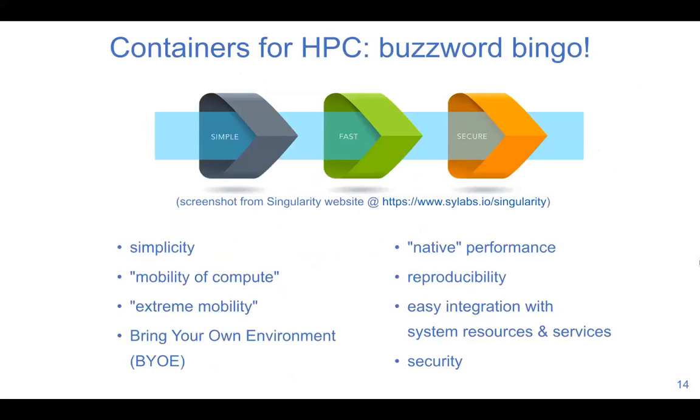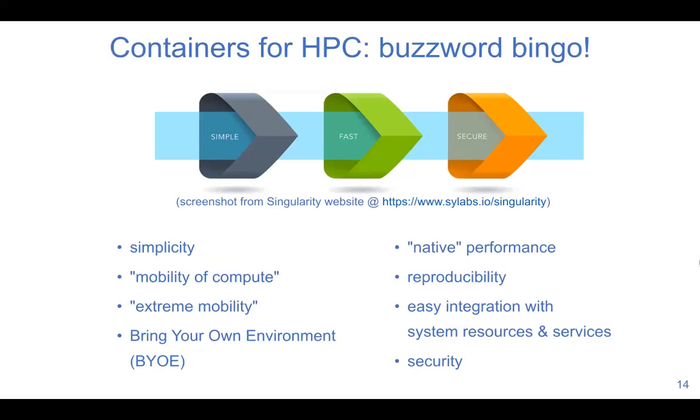While preparing this talk, I was taking a look at the Singularity website, and I noticed there's a lot of buzzwords. The graphic there is literally pulled from the Singularity website. It says simple, fast, secure. And there are all of these buzzwords flying around for containers, like mobility of compute, a term that especially the Singularity people like to use. Bring your own environment, so the researcher can define his environment locally and then just bring it to the supercomputer and run it there. They claim they get native performance. I don't fully agree with that, and I'll show you what that means. Reproducibility comes up a lot, and all of these things.